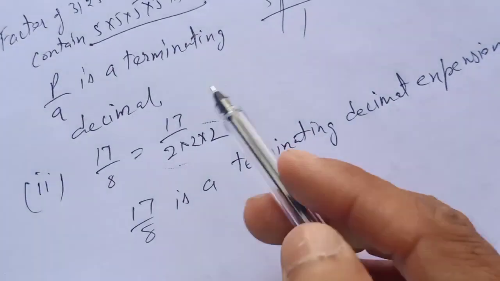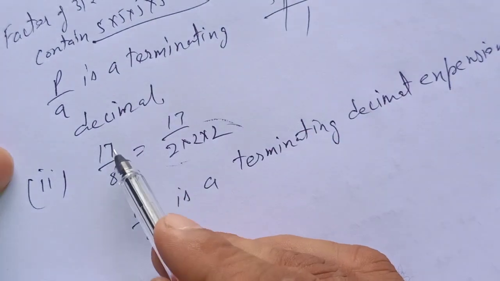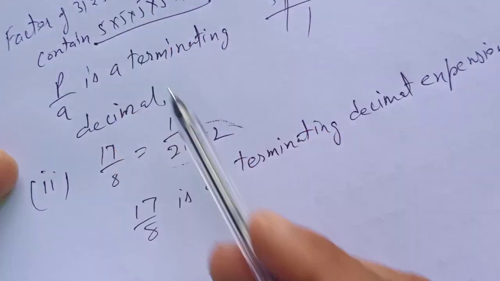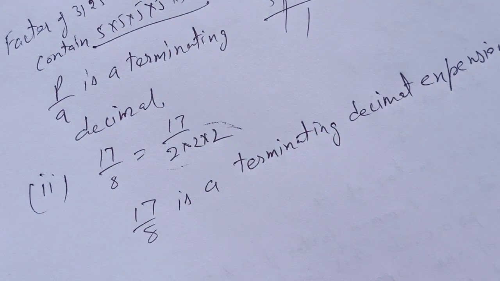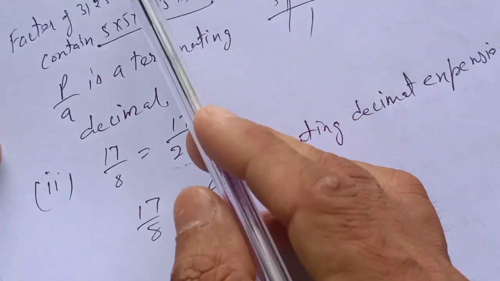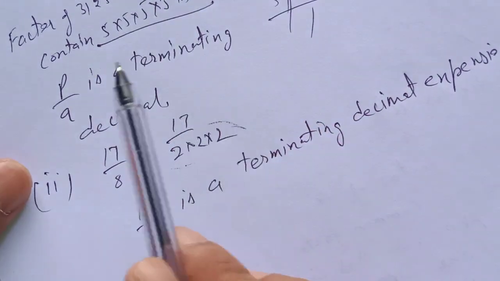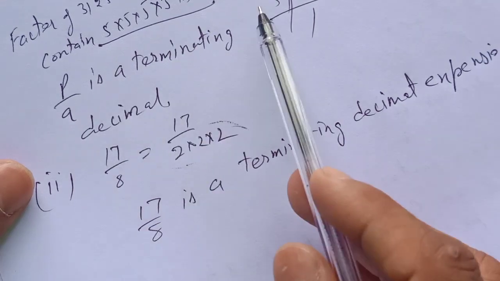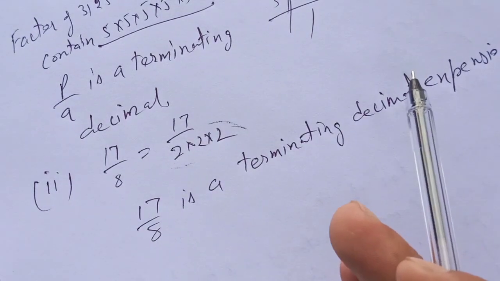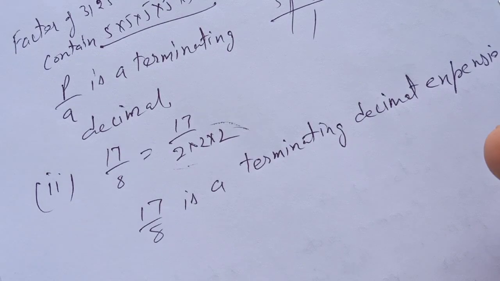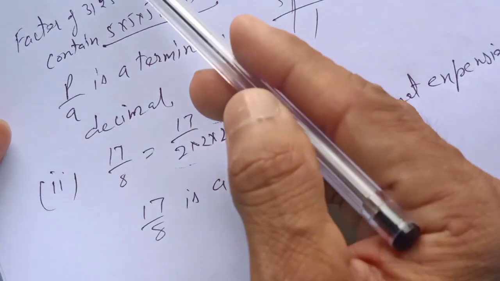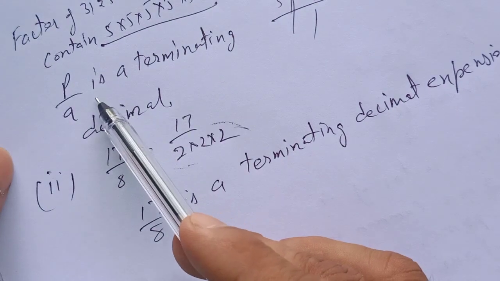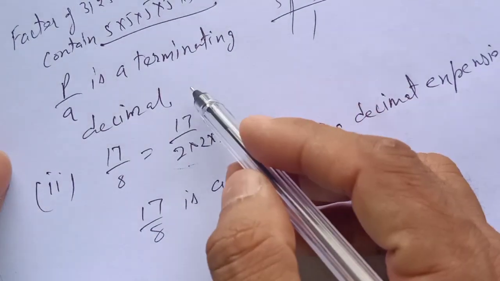So if a rational number has a denominator with 2 as a factor, or 5 as a factor, or both 2 and 5 as factors, and no other factor comes with them, then it can be considered a terminating decimal expansion.